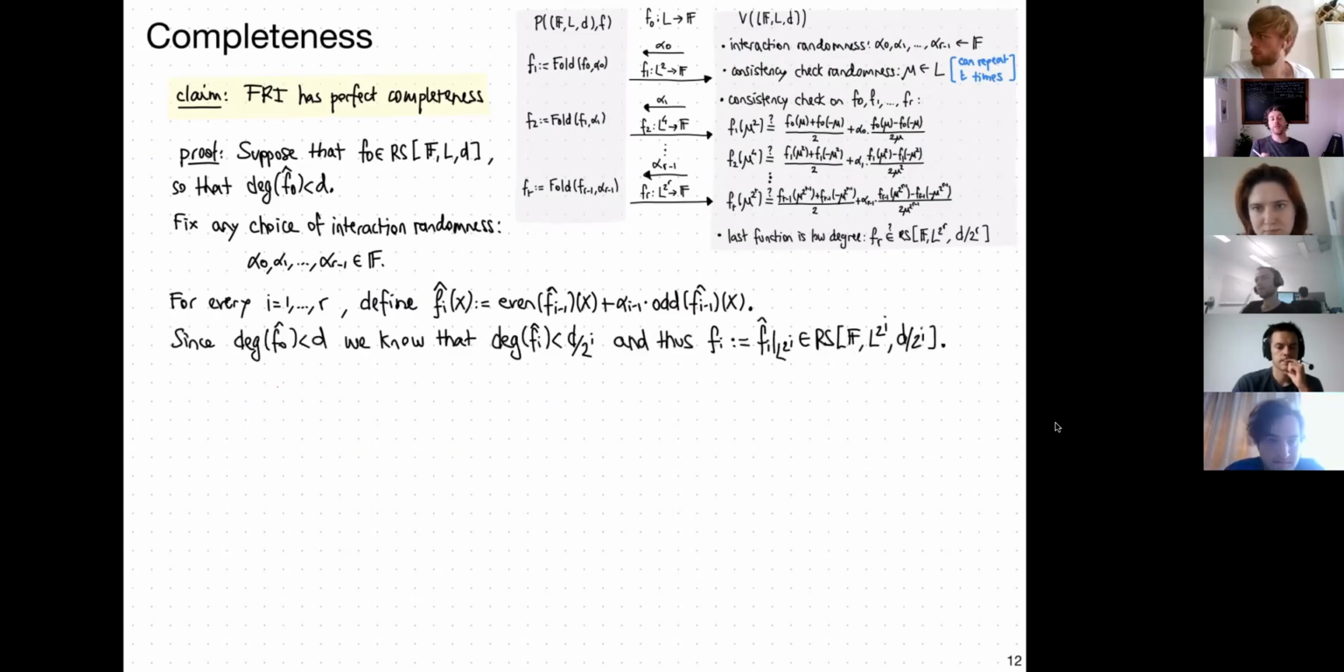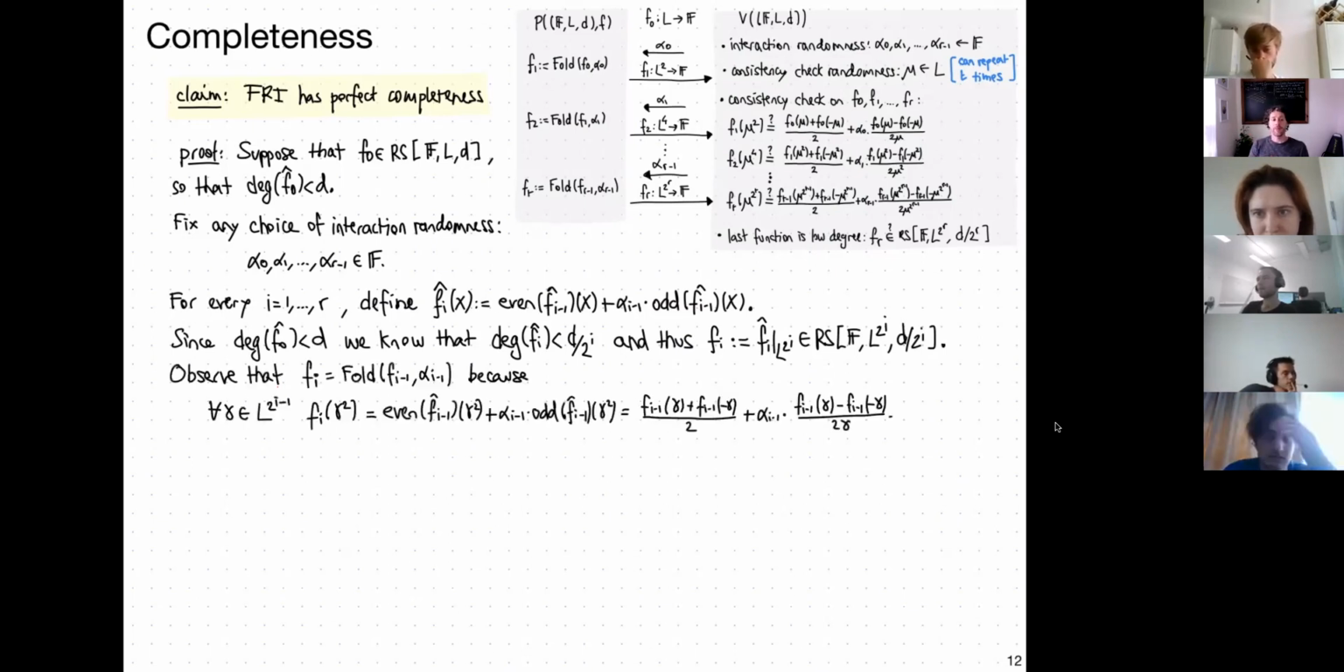since the function had degree at most d, then both of the sub-functions would have degree d over 2, or it depends on the round. If it's the first one, it would be d over 2. If it's the second one, it would be d over 4. So it would be d over 2 to the i, depending on the round. So the degree will drop by half each time we fold. If we fold i times, the degree would be d over 2^i.